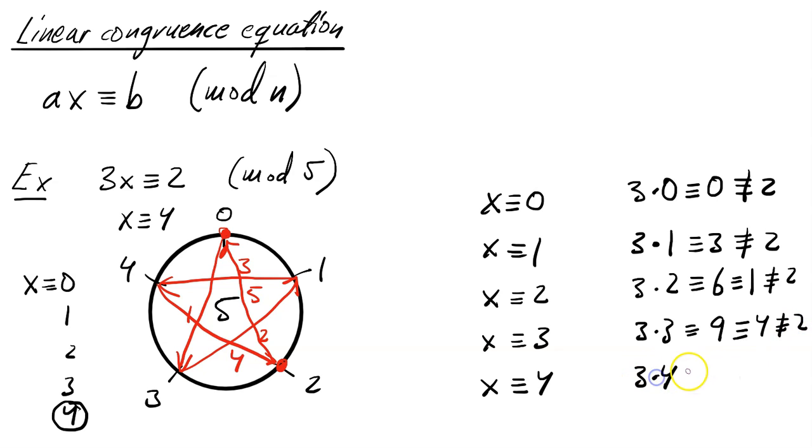And then 3 times 4 is 12, and that's congruent with 2 modulo 5. So here we have a solution. Or rather, this is the solution.